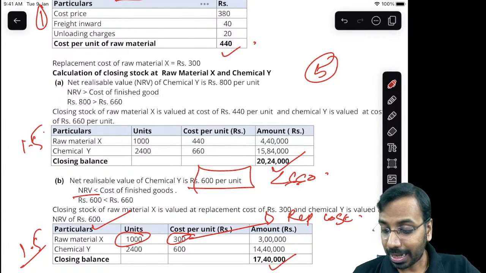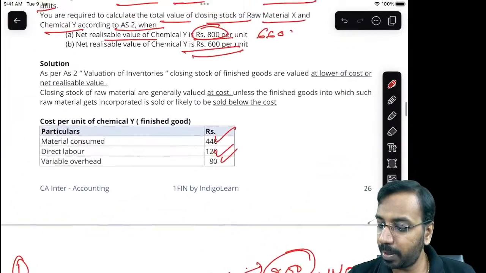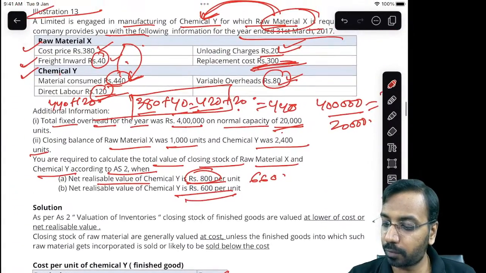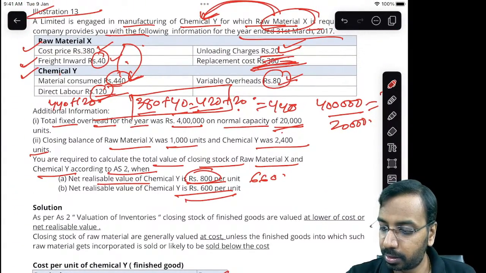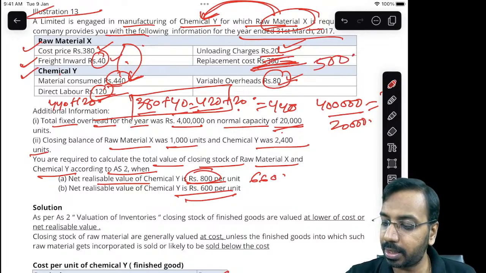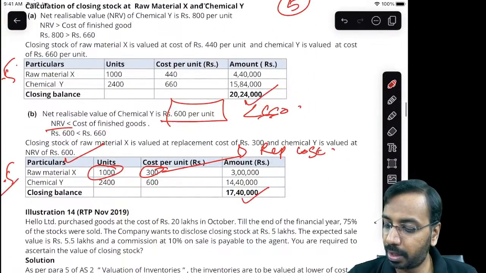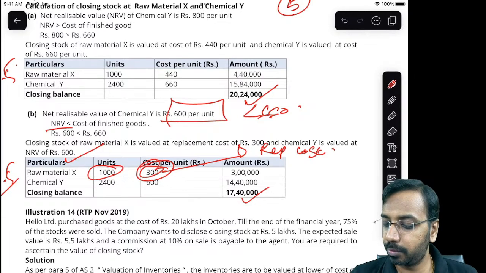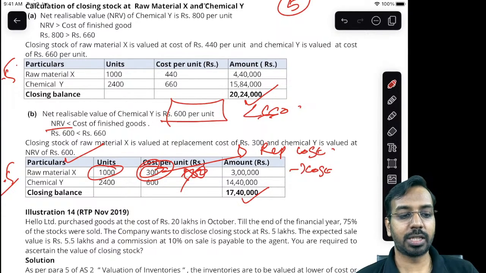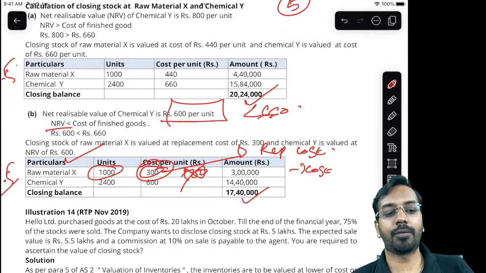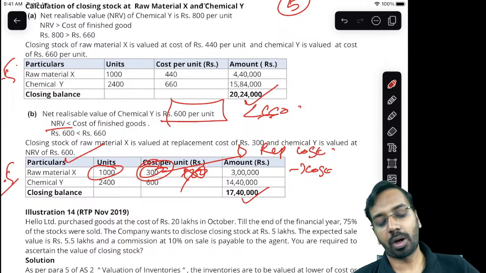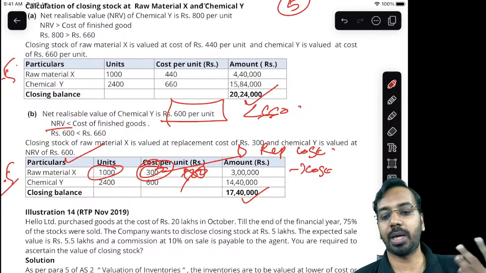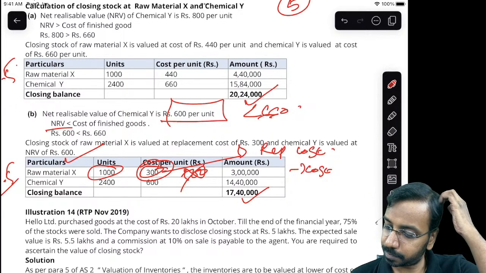Right. Now, I'll bring a twist here. If the replacement cost is 400 or 500, let's say, if it is 500, then here you will not use 500. You will use cost only. Always remember, it cannot be above cost. Whatever is the finished good selling price, it cannot be above cost. Is that clear?